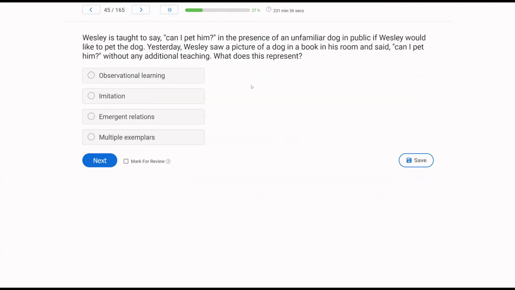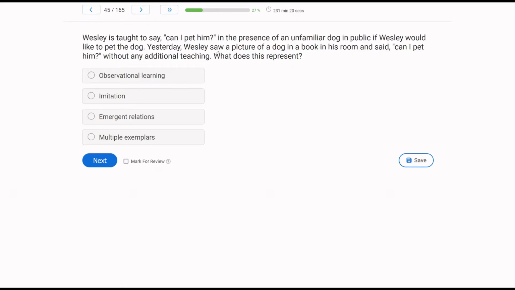Wesley is taught to say, "Can I pet him?" in the presence of an unfamiliar dog in public if Wesley would like to pet the dog. Yesterday, Wesley saw a picture of a dog in a book in his room and said, "Can I pet him?" without any additional teaching. What does this represent?